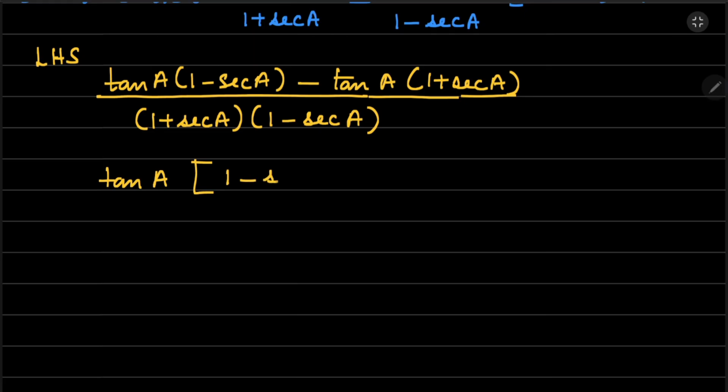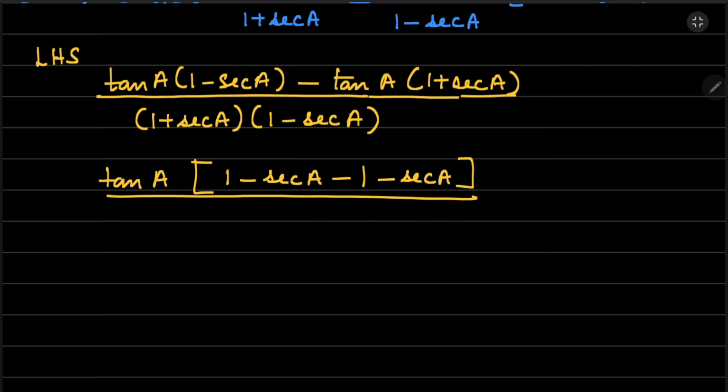So what is the term? First one is 1 minus secant A. There is a minus here, so let me minus into 1. I have taken tan A common outside. So the first term is 1 plus secant A. There is a minus here, so minus into 1 is minus 1. I am writing it directly. Minus 1. And minus into plus secant A, it's minus secant A.